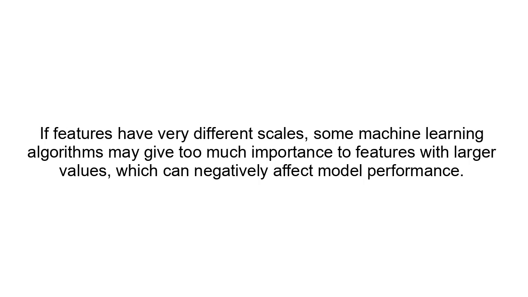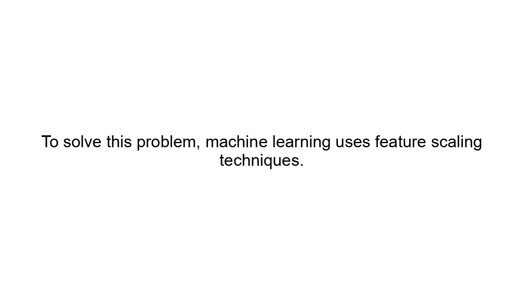If features have very different scales, some machine learning algorithms may give too much importance to features with larger values, which can negatively affect model performance. To solve this problem, machine learning uses feature scaling techniques. One of the most commonly used scaling methods is standardization.